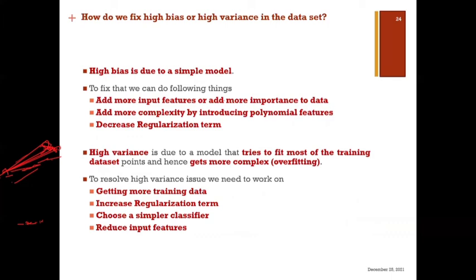Towards the end, we say, how do we fix high bias or high variance in the data set? We say high bias is due to a simple model. To fix this, we can do the following. One, add more features or add more importance to the data. Add more complexity by introducing polynomial features. Decrease the regularization terms. Add more data, or even you might need to change your algorithm, because high bias means your model has not really understood the data. Either you add more features, because the features present in the data set are not enough.